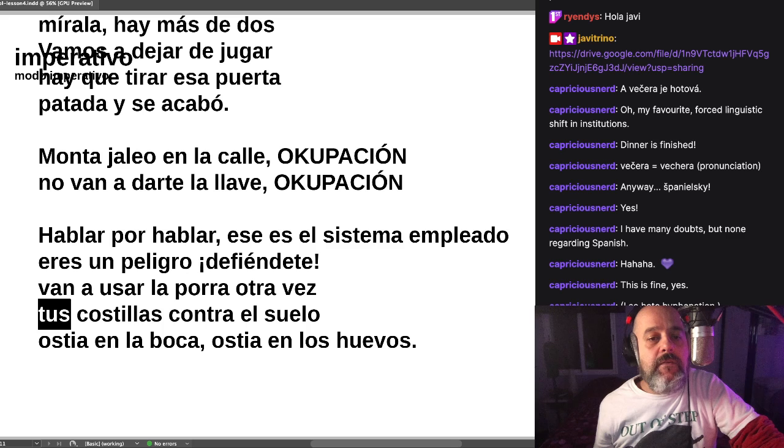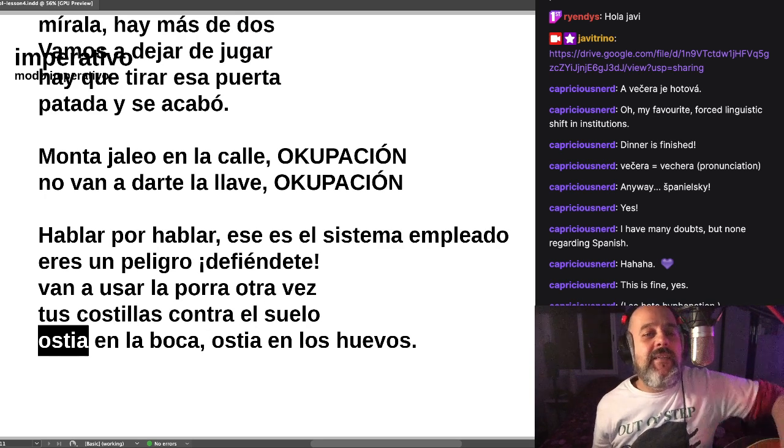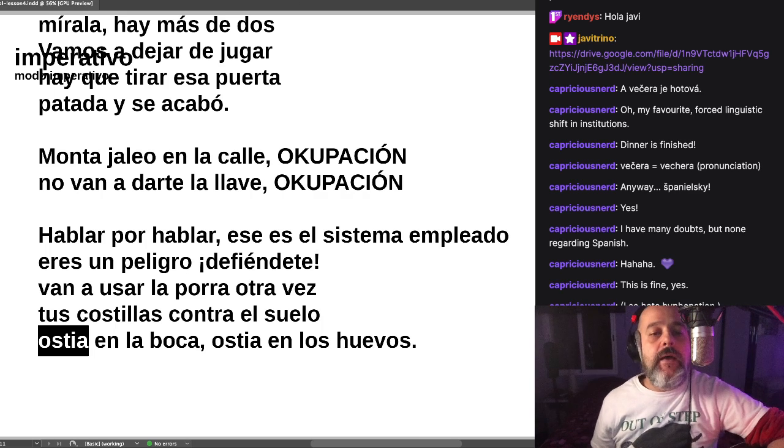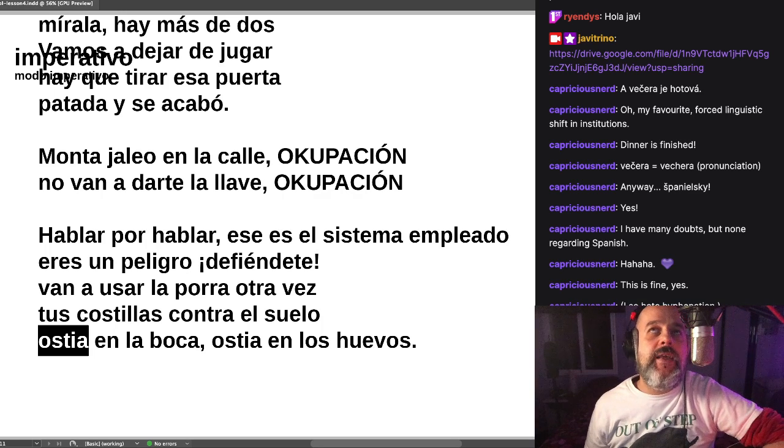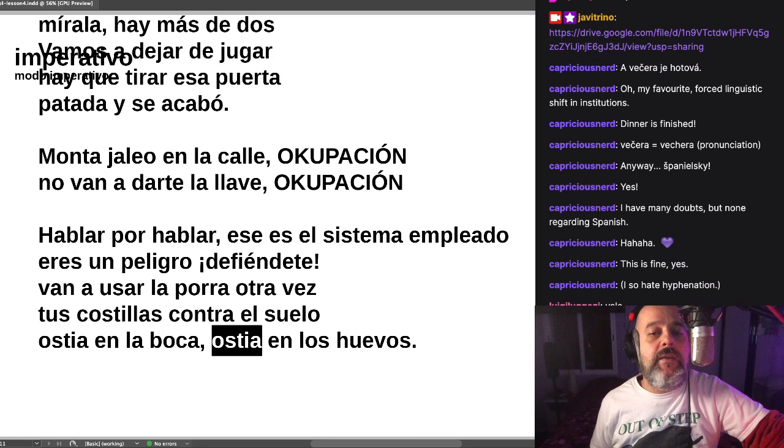Tus costillas contra el suelo. Your ribs against the ground. Straightforward. Hostia, that's a swear word. Literally, hostia is that funky cookie that they give you at the mosque, but in this case it's to beat you up, to receive a beat. So you get beat in the mouth, you get beat in your balls.